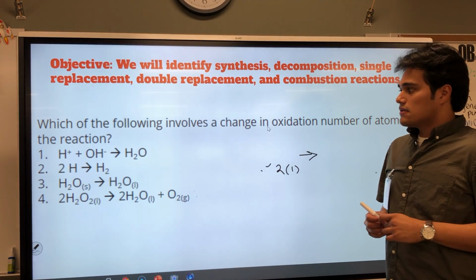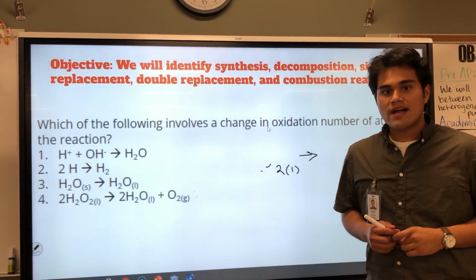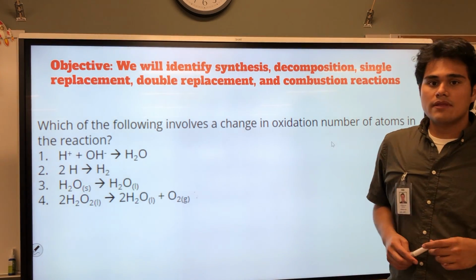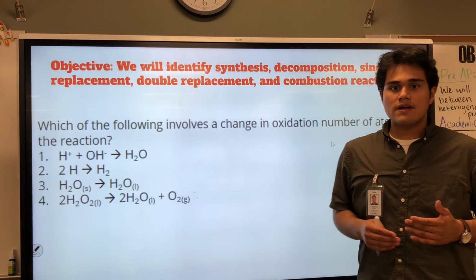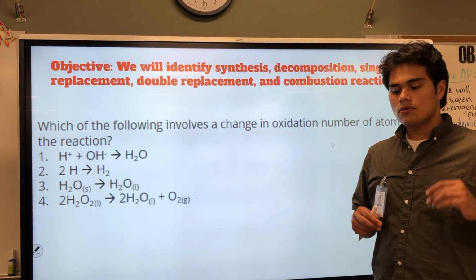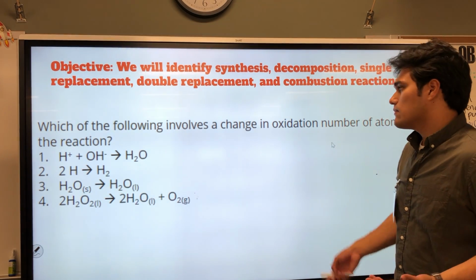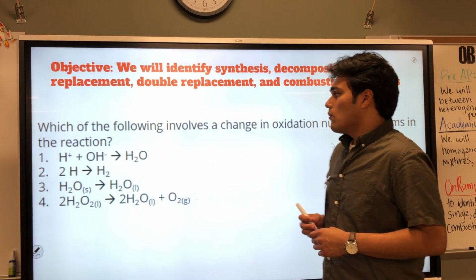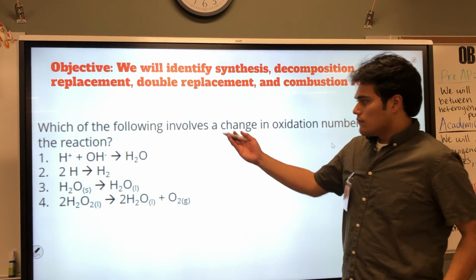Okay, this video will cover redox reactions. We will do one example right here. This is the example that we had in class. Remember, a redox reaction happens when you have a change in oxidation numbers from the reactant side to the product side. We'll go ahead and do number one, and then we'll move down the list.